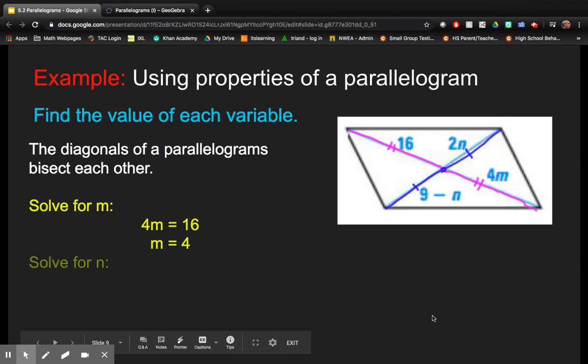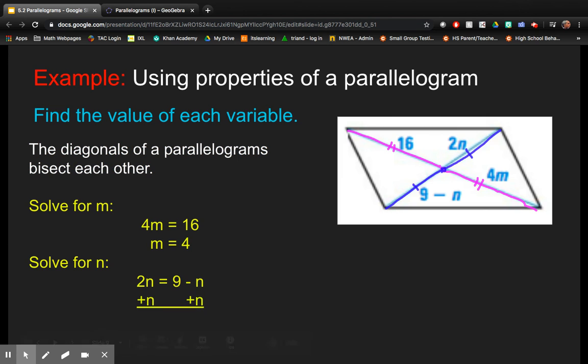And we can use that exact same method to solve for n. So that tells me that 2n has to be equal to 9 minus n. These two pieces have to be the same length. Add n to both sides to get variables only to one side of the equal sign. And we get 3n is equal to 9. Therefore, n has to be 3 because 3 times 3 is 9.